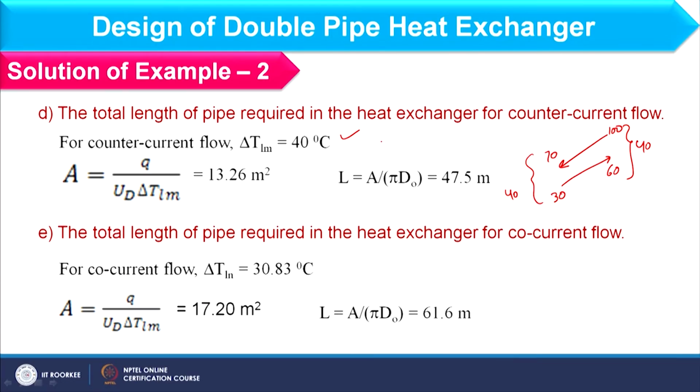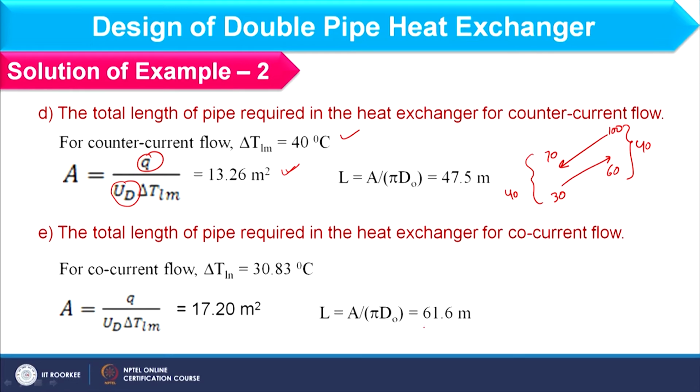So, what we have to do over here, because LMTD in this case becomes 0, right. So, what we can do in this case, we can simply consider the arithmetic mean as the mean temperature difference. So, 40 on both sides, so 40 will be your average temperature difference, right. So, here you can consider 40 degrees Celsius as the mean temperature difference. Q value we have already calculated, U D you already know. So, here we can consider 40 degrees Celsius as the mean temperature difference to find out the heat transfer area as 13.26 meter square, right.